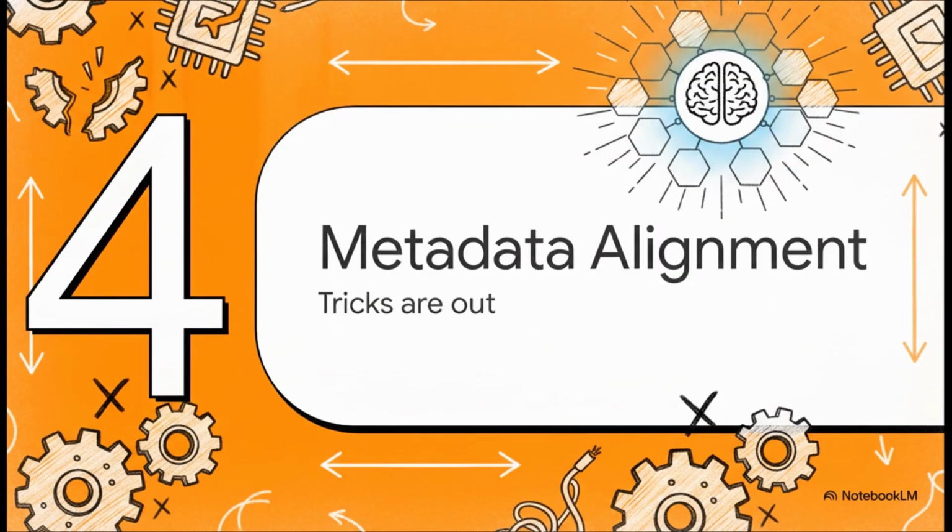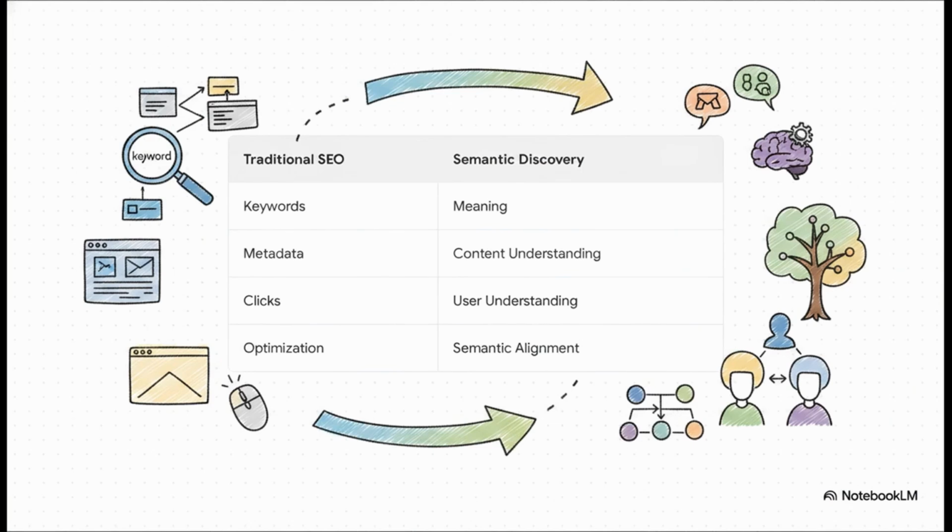But, of course, there is a catch. Welcome to Section 4, the Metadata Alignment Warning. Tricking the algorithm is officially out, and alignment is in. We are totally shifting away from the old era of traditional keyword optimization into a new era of semantic discovery. Traditional SEO was all about keyword density and desperately optimizing for clicks. But semantic discovery? It's all about true meaning, content understanding, and semantic alignment.